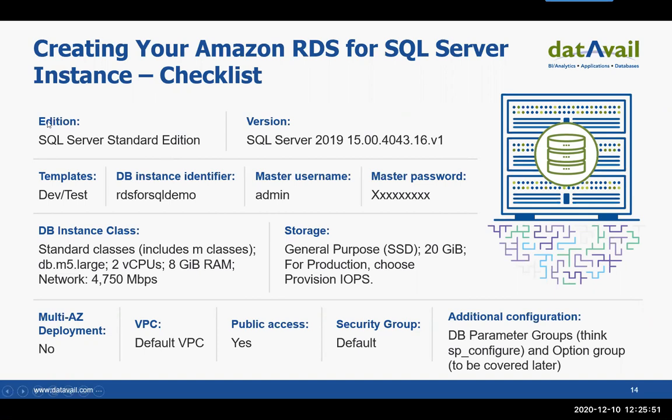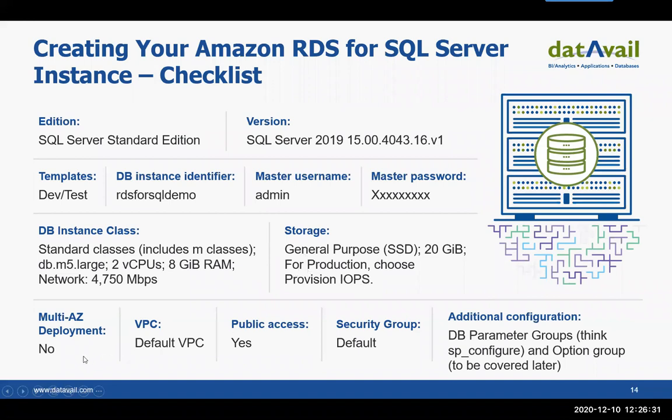In this case, again, this is a demo, and I'm going to choose the standard edition and also choose the latest version. For a template, I'm going to choose dev and test rather than production. I'm going to pick a name, RDS for SQL demo, admin, and then I'm going to choose my own password. And the class, I'm going to choose the lowest class for cost saving. And in this case, remember, I said you need to choose provisioned IOPS. But this is a demo, so I'm going to choose a GP SSD, 20 gig. Again, for production, choose provisioned IOPS.